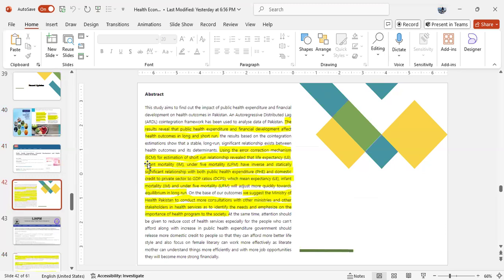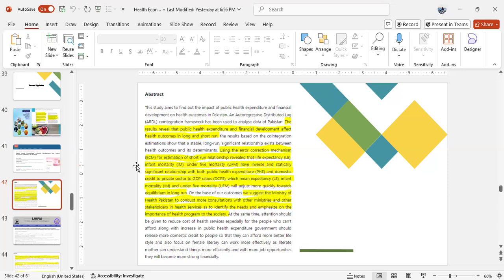Using the error correction mechanism for estimation of short run relationship revealed that life expectancy, infant mortality, and under 5 mortality have an inverse and statistically significant relationship with both public health expenditure and domestic credit to private sector to GDP ratios, which means life expectancy, infant mortality, and under 5 mortality will adjust more quickly towards equilibrium in the long run.